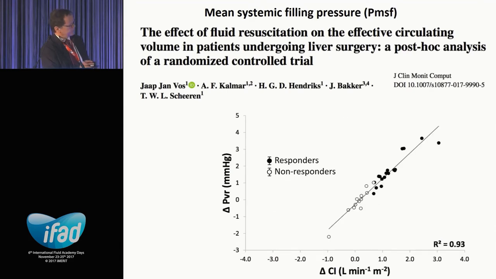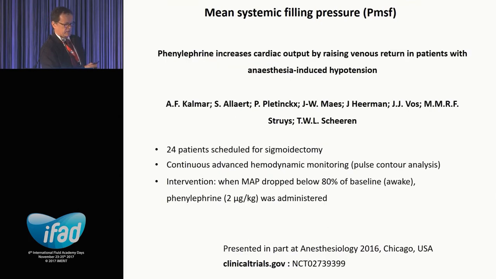And this is a final slide to show you a nice correlation between the increase in cardiac index and the increase in the pressure for venous return, because the pressure for venous return determines venous return, which is the same as cardiac output, of course. What comes in the right ventricle must go out from the left ventricle, right? So this is a nice correlation, as you can see, and these are the responders and these are the non-responders, but they all fit very nicely on this line.